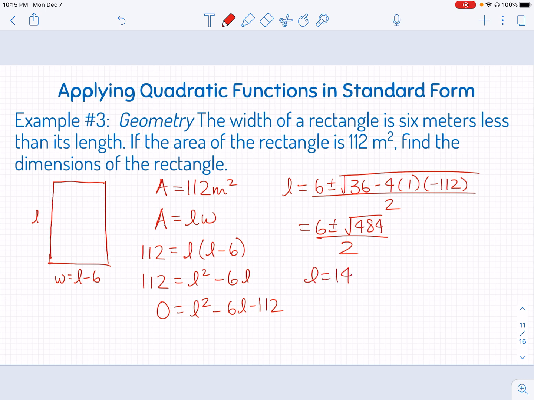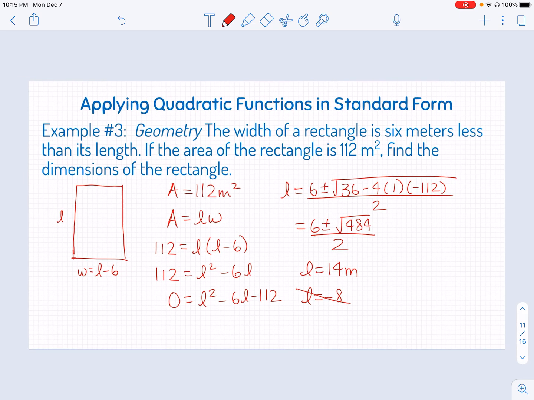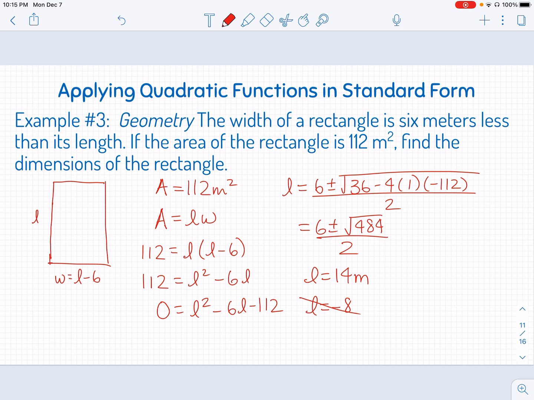That seems like a valid option. I hit second enter and I change that plus to a minus. I get negative 8. And that doesn't seem like a very good option for a length. So I can say the length is 14 meters. And if we know the width is 6 less than the length, the width is just 14 minus 6. So in this case, that would be 8 meters. This problem you might be able to guess and check yourself that far, but a lot of problems it doesn't come out that well, especially if it's a decimal.